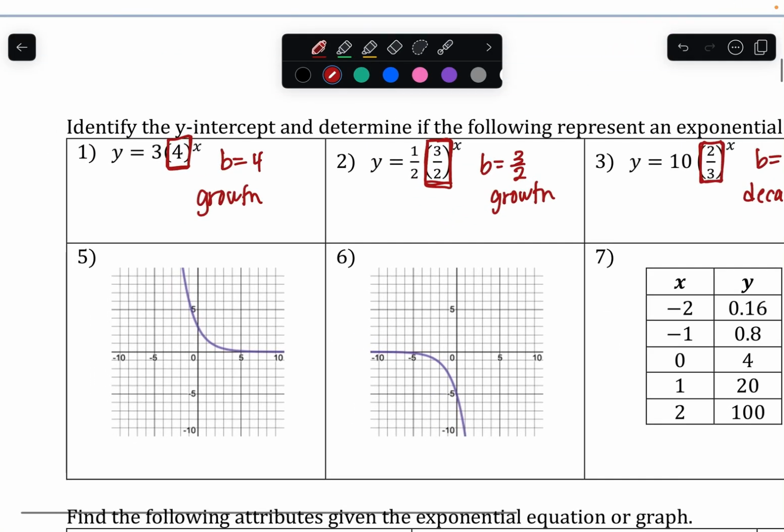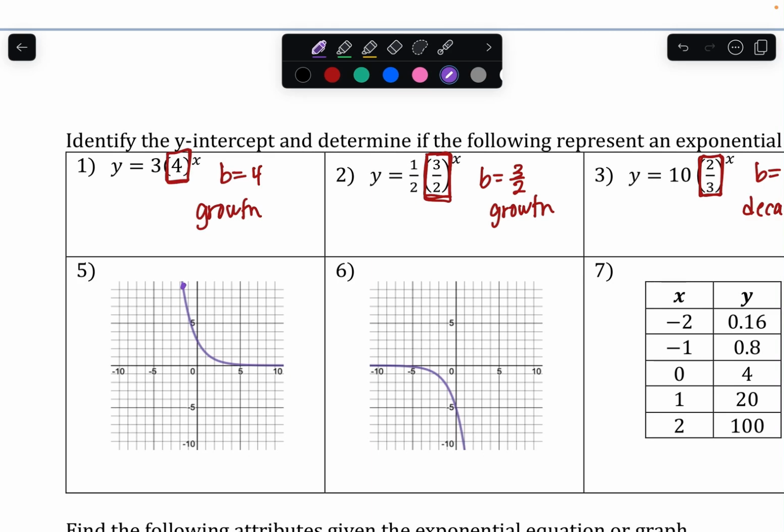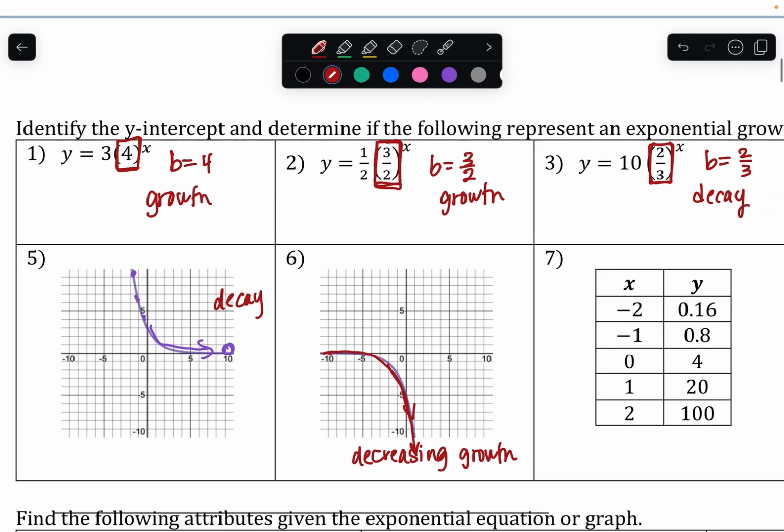Okay, this next one, we have a picture of the graph. It starts high, but it's going to 0 as we go to the right, and so that is decay. This next example starts at 0, but it's moving away from the 0. It's decreasing. So I'm going to write decreasing on here, but it's still considered growth. So it's actually decreasing growth. It's getting further away from 0. If you think of it like debt, your debt is growing. You're getting very, very negative.